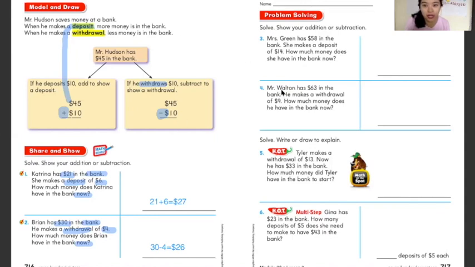Miss Walton has $63 in the bank. He makes a withdrawal of $9. How much money does he have right now? Now, we know withdraw. Anytime I see withdraw, I ask you guys to label a subtraction sign beside it to remind yourself. So we started off with $63. We took away $9. That leaves us with 54.